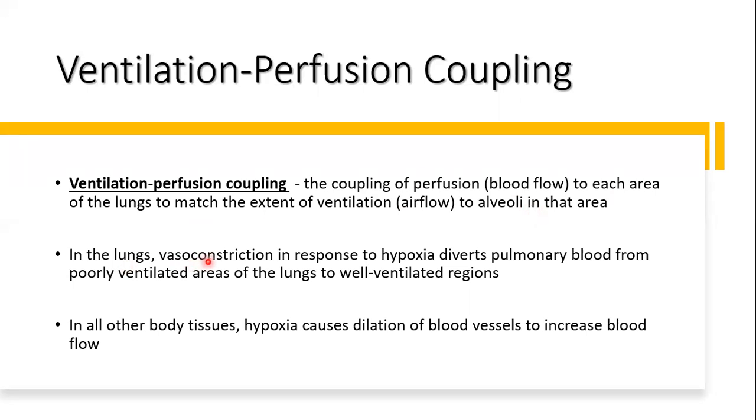In the lungs, vasoconstriction. Vaso means blood vessels. Constriction means narrowing. In response to hypoxia, a low level of oxygen, it will divert the pulmonary blood from poorly ventilated areas of the lungs to well-ventilated regions. So whenever we have low oxygen level, the blood vessels will undergo vasoconstriction to direct blood. It's like a traffic light. It will open and close, but it will direct this blood into the areas that are well ventilated.